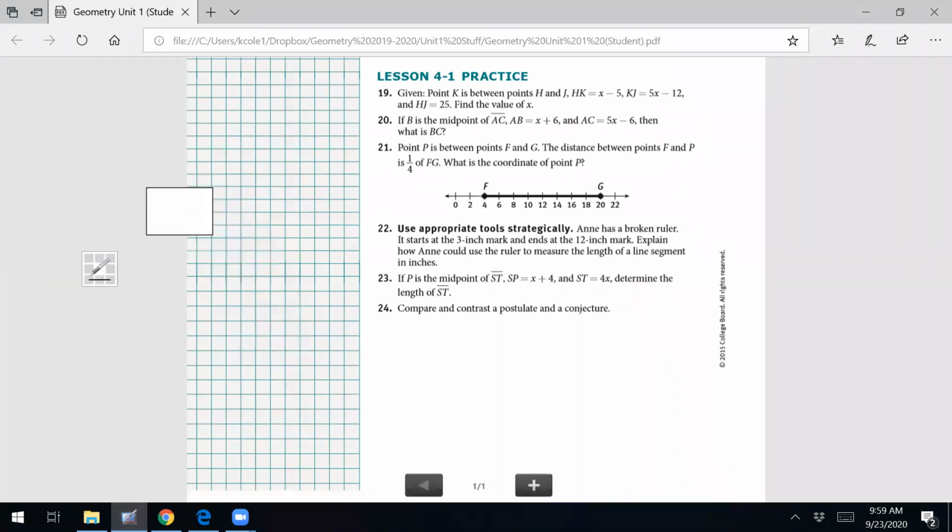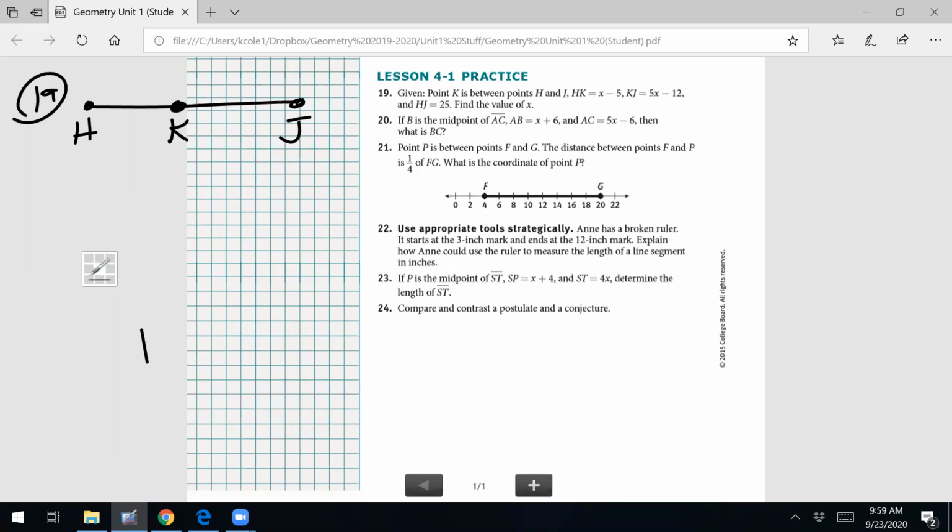Okay. So on the first one, number 19, you have a number line. Your number line is H and J, and it just says K is between. It doesn't say that K is the midpoint. It just says between. So then what we're going to have right here is X minus 5, like so. And then we're going to have 5X minus 12 right there. And the whole thing is 25.